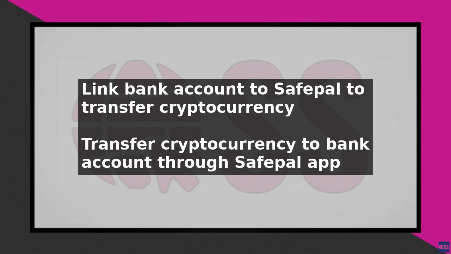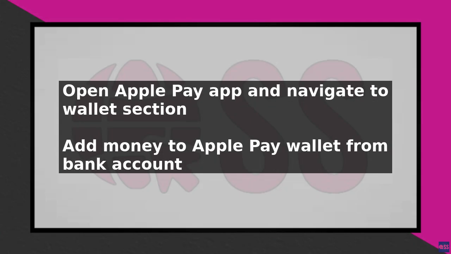Start by opening the Safepal app and navigating to the account section. From there, select the cryptocurrency you want to transfer and click on the Sell option. Choose your bank account as the payment method and enter the amount you want to transfer. Confirm the transaction and wait for the money to be transferred to your bank account.